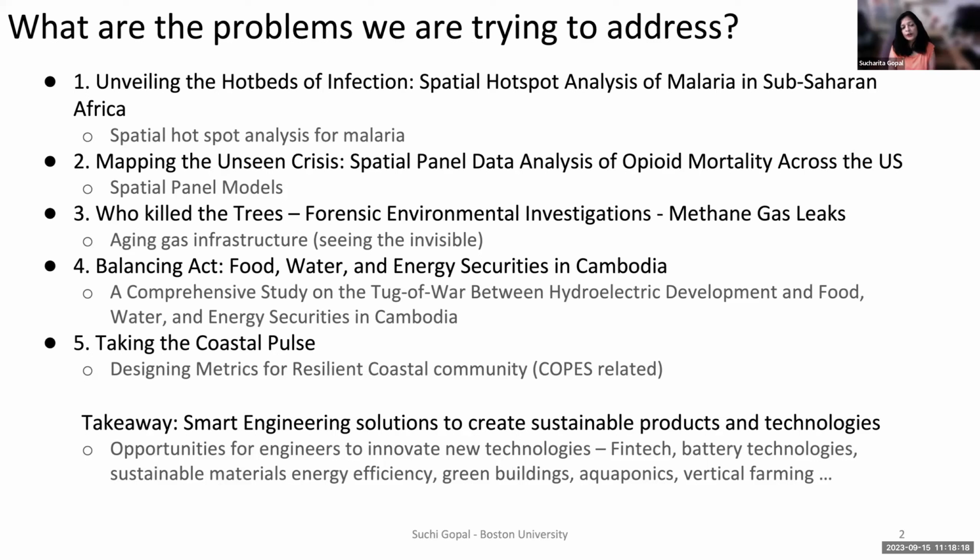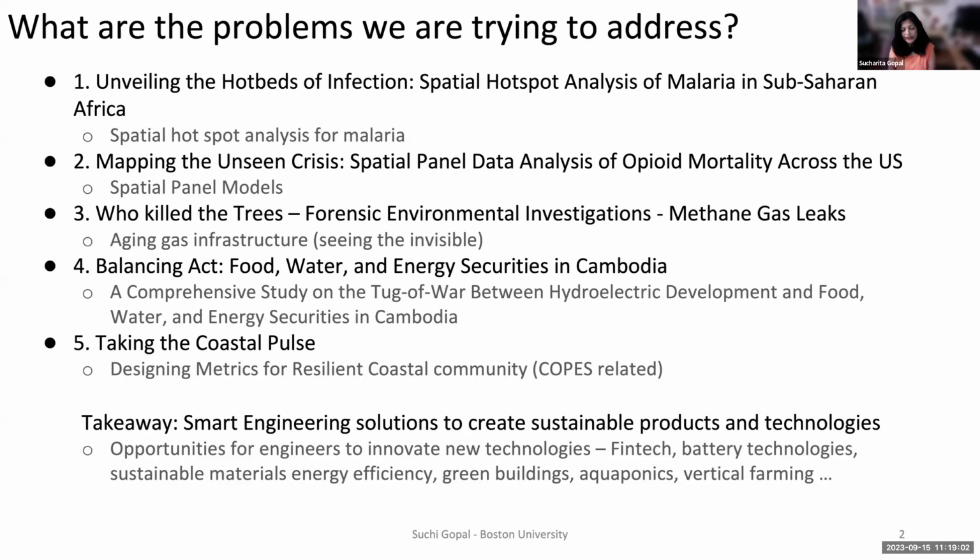The second issue that I'm looking at is somewhat recent, and this is mapping the unseen crisis. I'm looking at opioid mortality across the US, and I'm trying to use spatial statistics to understand what are called direct and indirect effects with the spatial panel models. These are all completely new models that have come about. And so this is a very interesting case study to see the utility of the models, as well as to see what it can do in terms of helping us solve or address this issue for planning purposes or healthcare policy purposes, and so on.